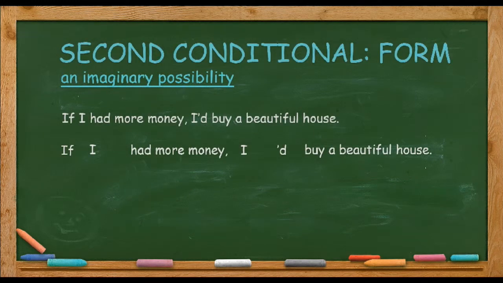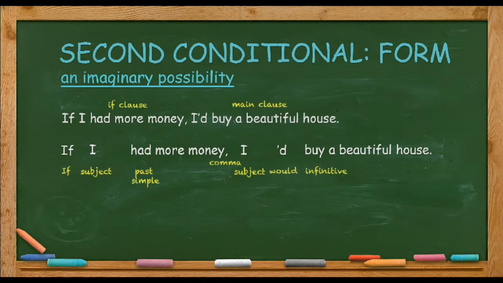Here's the form for the second conditional. We'll use the same sentence. If I had more money, I'd buy a beautiful house. Here are the different parts of the sentence. If I had more money is the if clause, and I'd buy a beautiful house, the main clause.